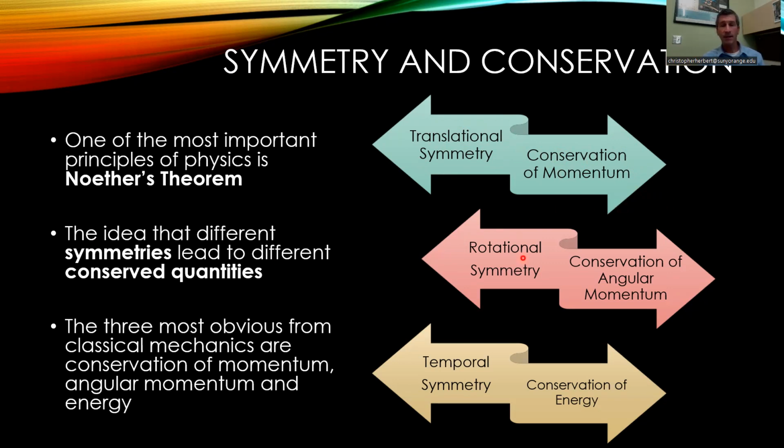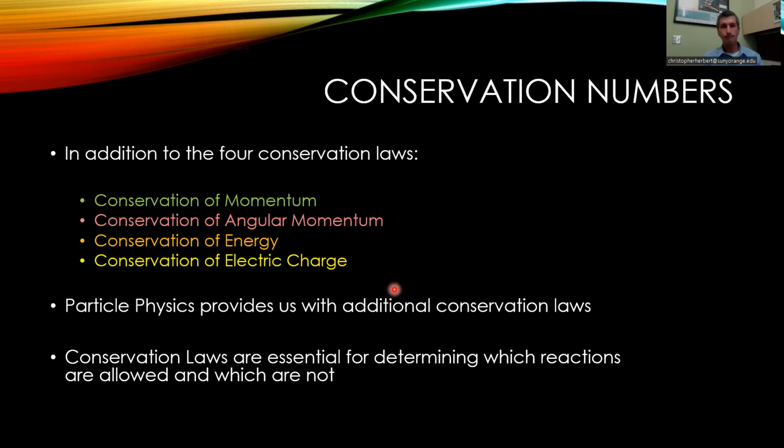Rotational symmetry also leads to its own conservation of angular momentum. Temporal symmetry, basically our symmetry in time, in fact, leads to conservation of energy. So again, we can predict how different things will behave in nature based on these different symmetries. And essentially, if we look at a mechanics problem and we say, well, we know momentum is going to be conserved, we know energy is going to be conserved, we can predict the outcome.